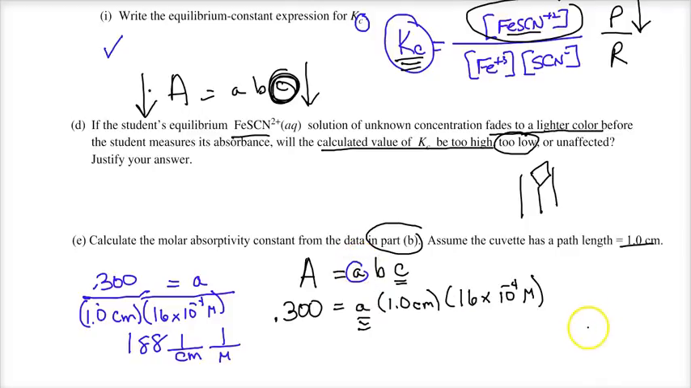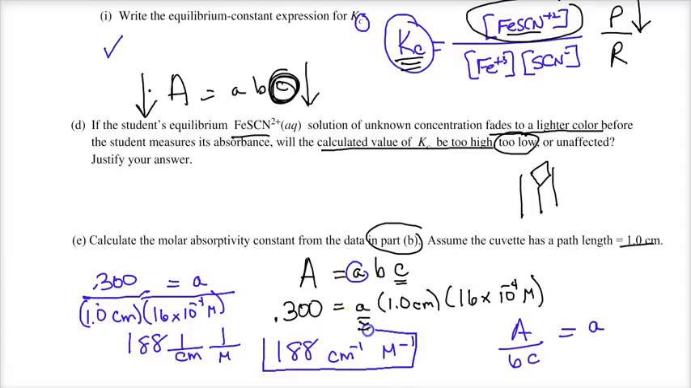You solve for a, right? If I rearrange this, a is going to equal big A over bc. It's just algebra. So 1 over the path length, 1 over the molarity. Now, if you want to be fancy, you could write 188, superscript centimeter -1, molarity -1. It's another way of saying 1 over.